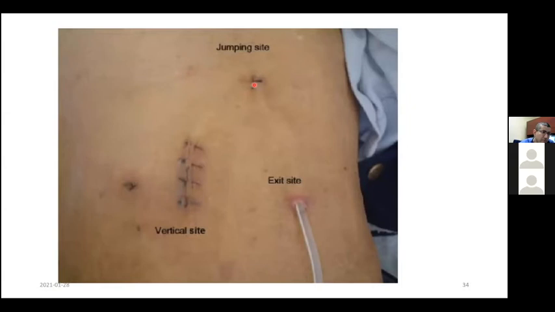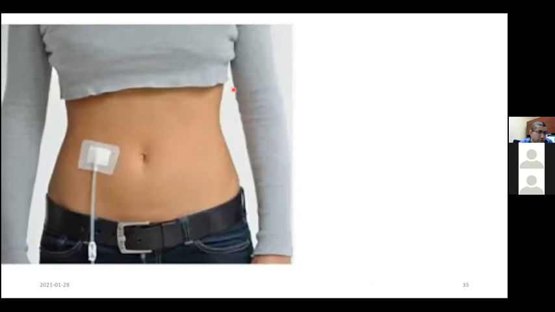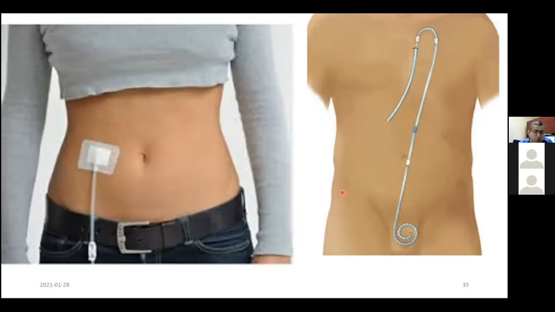So how does it look? It looks like this. As you can see, the catheter comes out slightly on the side. If you have a person who is really obese and cannot even see his belly, you may want a catheter which can come up to the sternum. So this is where you can get a presternal catheter.